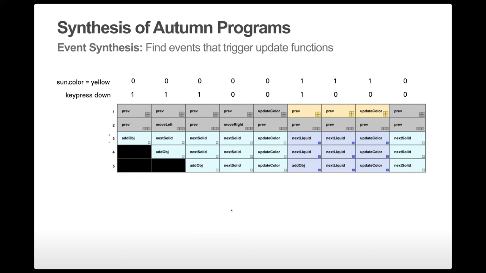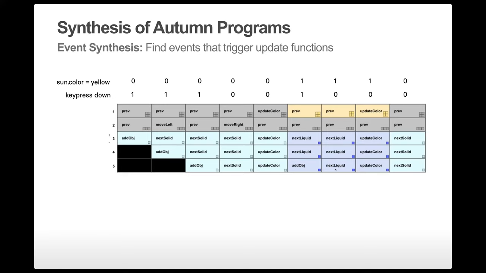To do that, we do a search for events. An event in this context is some predicate which is true over the program state at some particular time. We have a library of primitive events, and they could be global events, for example, that the user clicked, or they could be two objects are close together or intersecting, or they could be object-specific events, like this object is the color red. Essentially we look at our set of primitive events and we can evaluate their values over time. In this case, you can see that the user pressed down at time steps one, two, and three, and also that the color of the sun was yellow at times 7, 8, and 9.